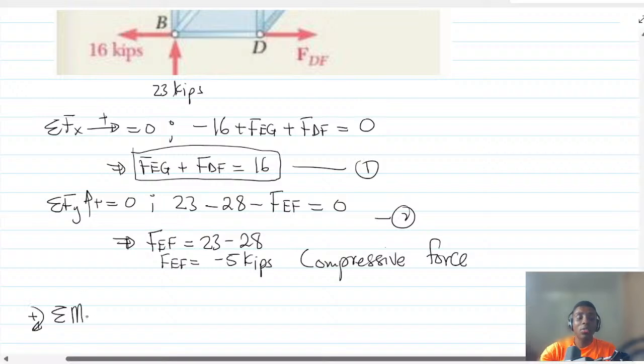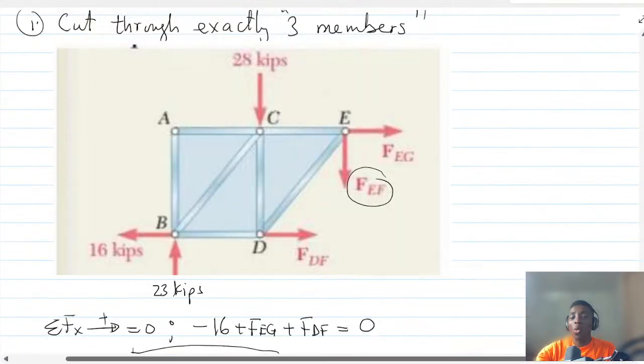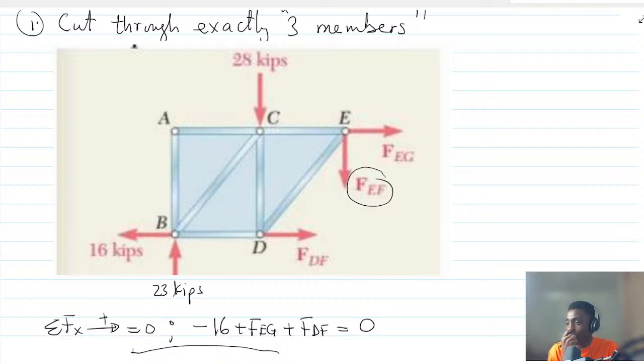Let's say clockwise is positive, sum of moments should be 0 about a point. Okay. So this is also one thing that you have to take notice of. Whenever you are taking moment in a problem which is method of section, you have to take the moment about a point which will eliminate a force.